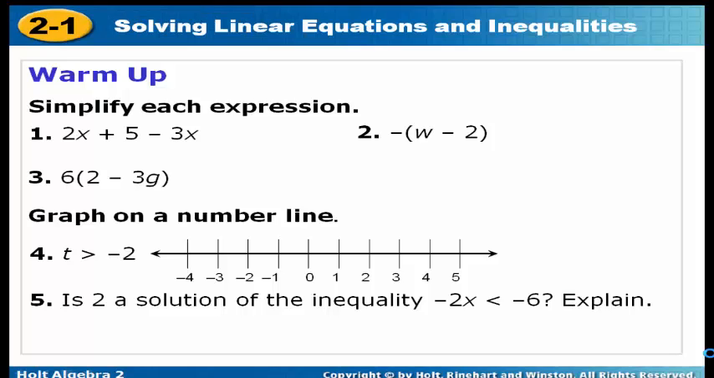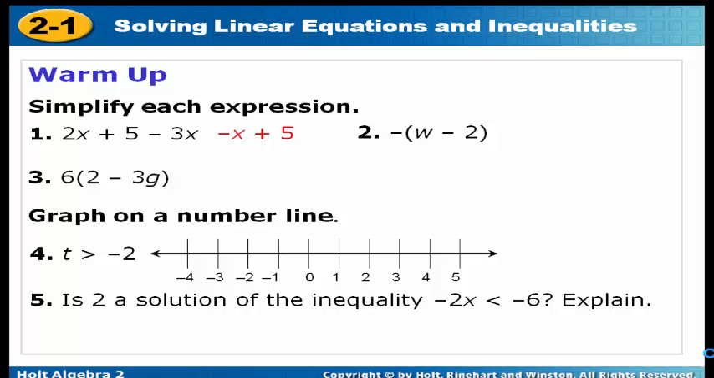Simplify each expression. 2x plus 5 minus 3x. Here we have like terms, 2x and 3x. So first combine like terms. 2x minus 3x equals negative x, plus 5.